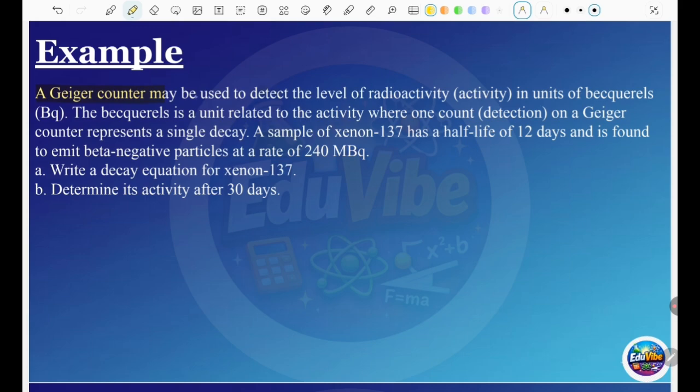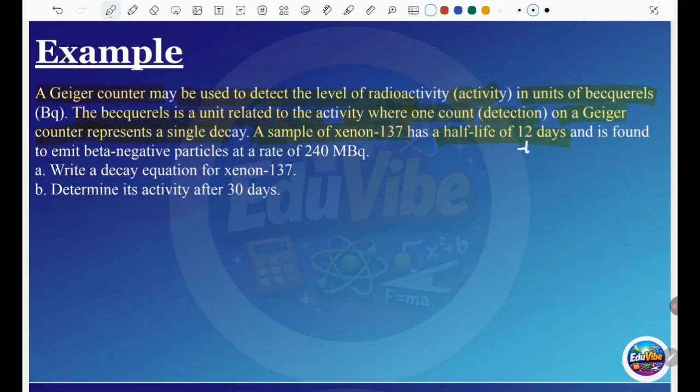A Geiger counter may be used to detect the level of radioactive activity in units of becquerel (Bq). This unit is related to activity, where one count detected on a counter represents a single decay. A sample of Xenon 137 has a half-life of 12 days. So they mentioned we have a half-life, which is T half.